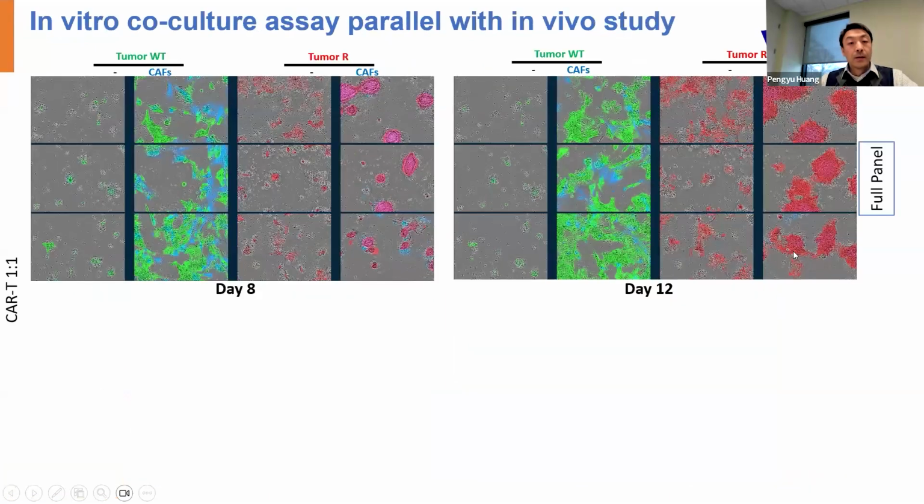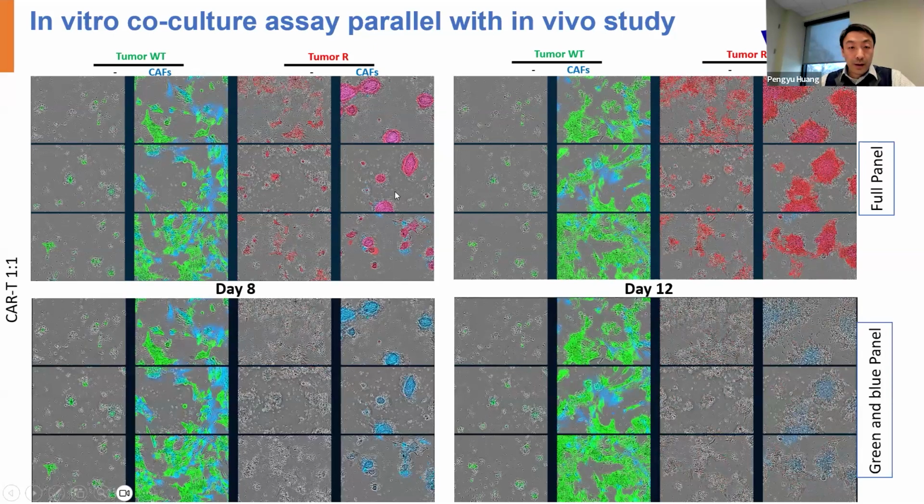Okay, so then we're focusing on day 8 and day 12, because they make very dense clusters in the tumor with CAF. And people will wonder whether the CAF is still there or not. But on day 12, you barely see the blue color.